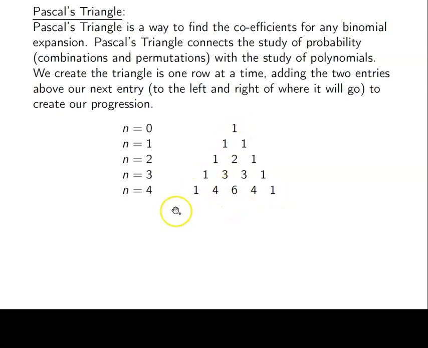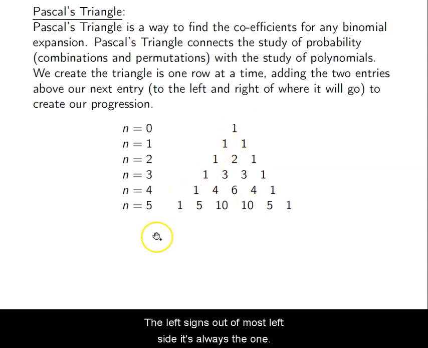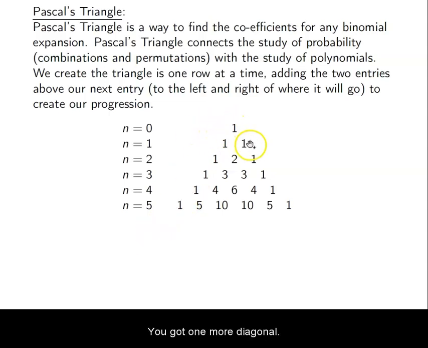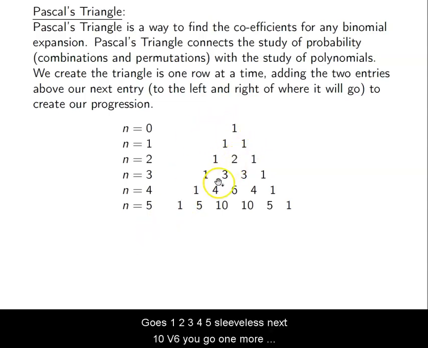Okay, see the pattern? And then for 5, we'll have a 1, 5, 10, 10, 5, 1. So if you notice, along the outermost left side, it's always a 1. If you go one more diagonal in, it goes 1, 2, 3, 4, 5. Obviously, this next one will be 6. If you go one more row, 1, 3, 6, 10, it's counting by 2, and then 3, and then 4. So this next value will be 15.